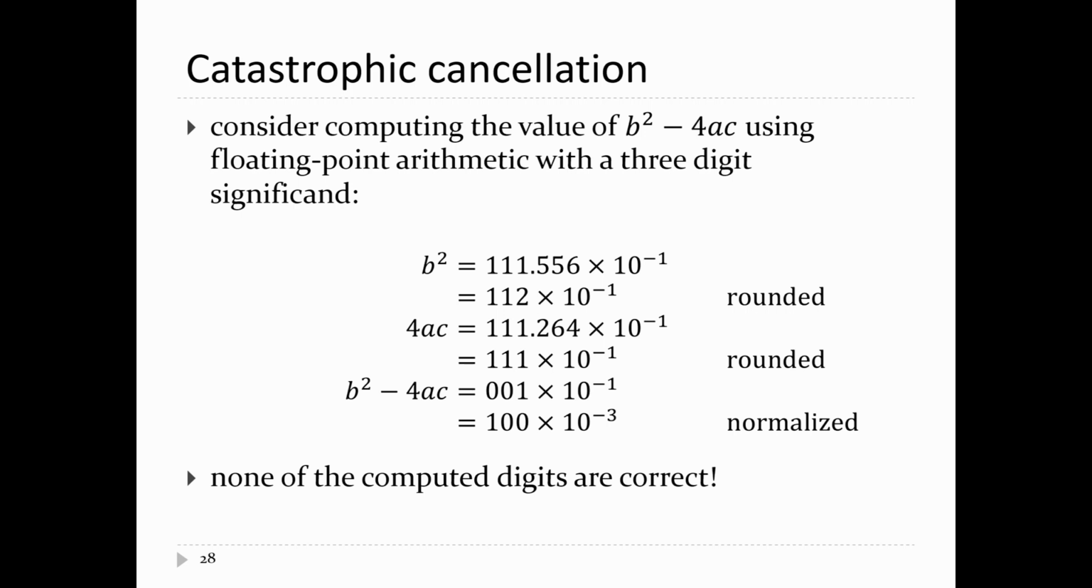Now when I subtract them, notice that their magnitudes are very similar. So when I subtract them, I end up with 1 times 10 to the minus 1, which is 100 times 10 to the minus 3. Now go back and look at the true answer.